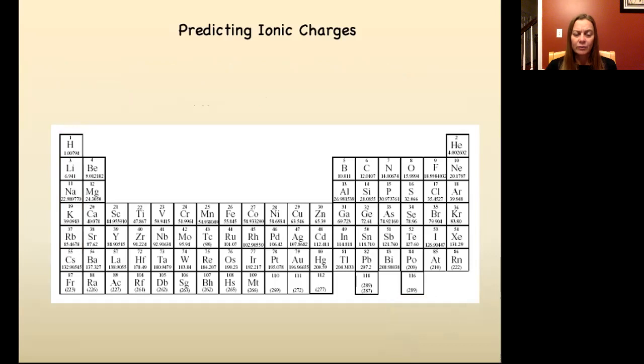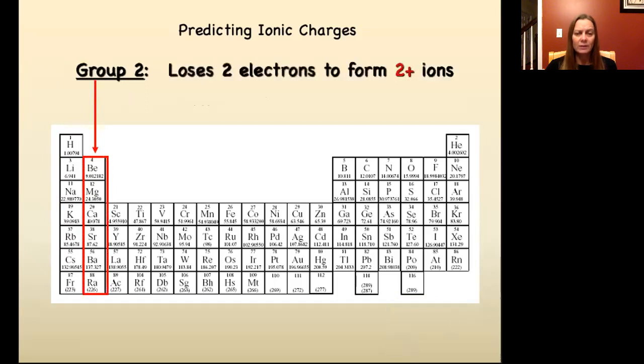All right, so group 2, 2 valence electrons, they're going to lose 2 electrons to form those +2 ions. Beryllium, magnesium, calcium, strontium, and barium. So notice that it's the second column, 2 valence electrons, it's going to lose those 2 valence electrons.